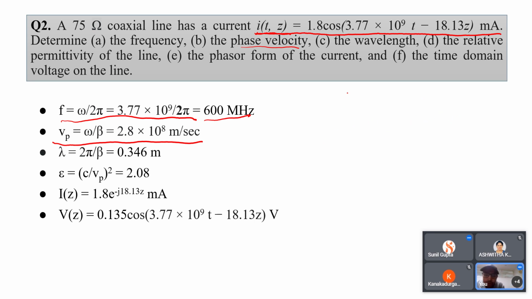After that, the wavelength we can calculate as follows. See, how can we define wavelength? Any idea?